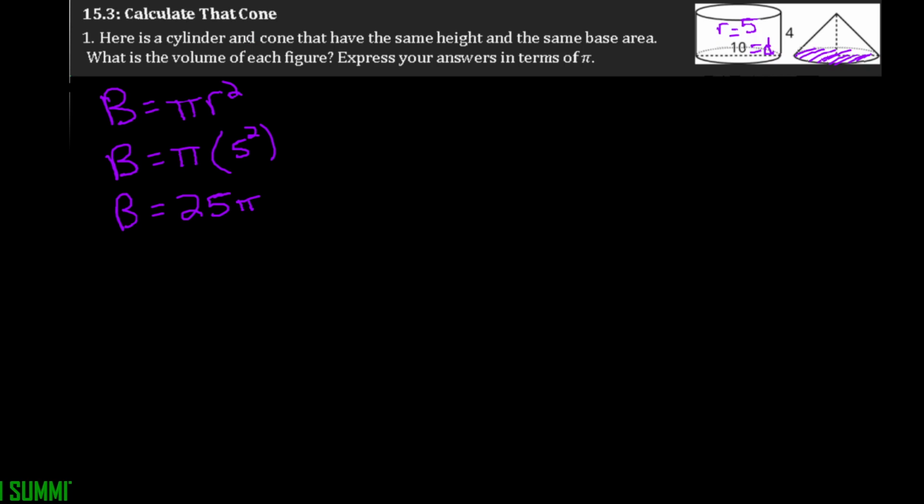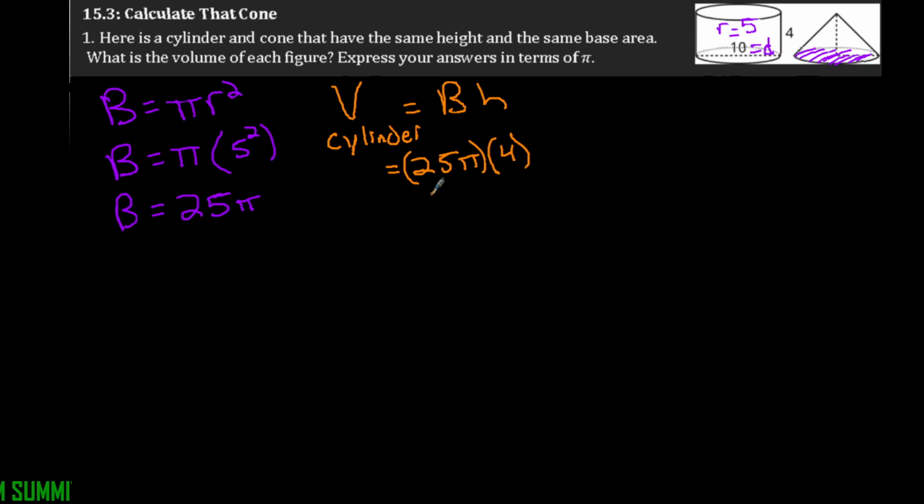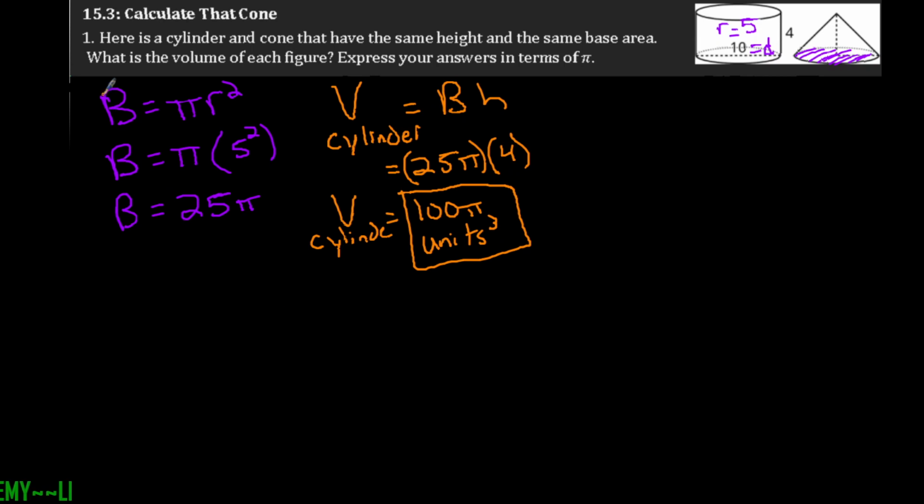Then we could say for the volume of this cylinder, let me write cylinder, is going to be equal to big B times h, which is the same as saying we have 25 pi times our height, which is 4. So the volume of the cylinder is going to be equal to 100 pi units to the 3rd power. So that's going to be the volume of that cylinder.